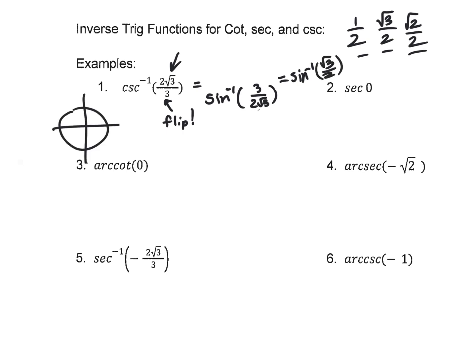So this is where we draw our thing, right? And we say sine is first and fourth quadrant. So where is sine root 3 over 2? Wouldn't that be up here? Do you agree? So what is that value? Pi over 3. Pi over 2 is in the middle. So the answer to this would be pi over 3.